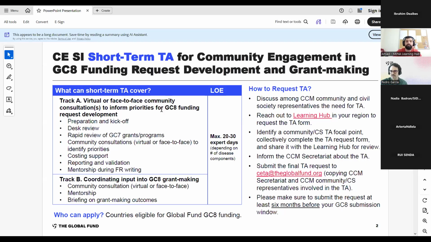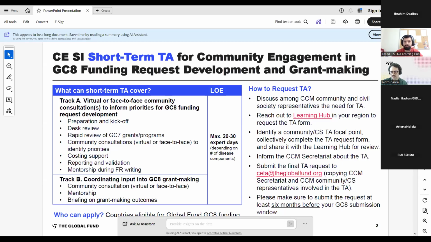So for example, during funding request development, it can support maybe a rapid review of previous Global Fund grants, so that communities have a little bit more data in terms of what worked well, what didn't work well, and other lessons learned, maybe from GC7, from previous funding requests, from GC7 reprioritization, or from other sources of data. So it can support also desk review around similar topics. It can also support priority setting for communities.